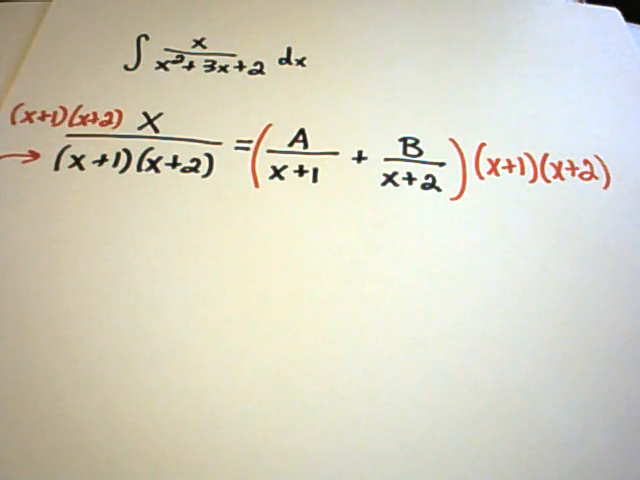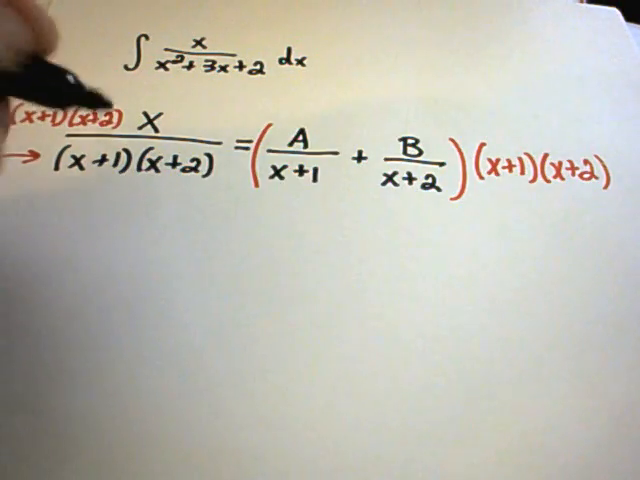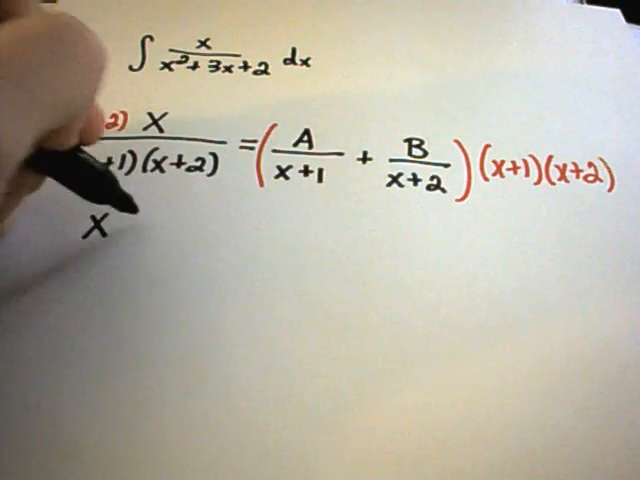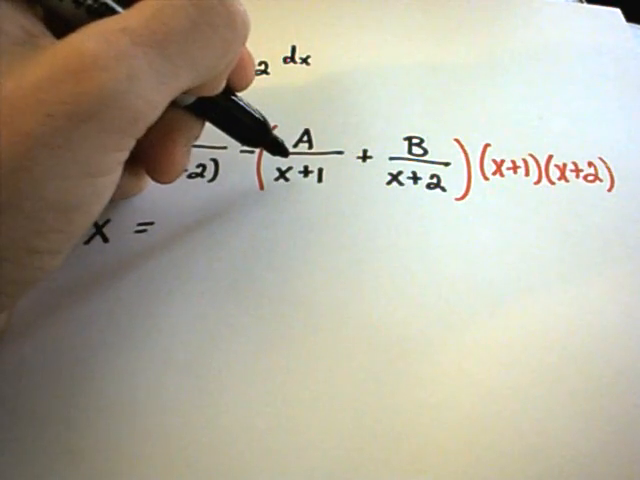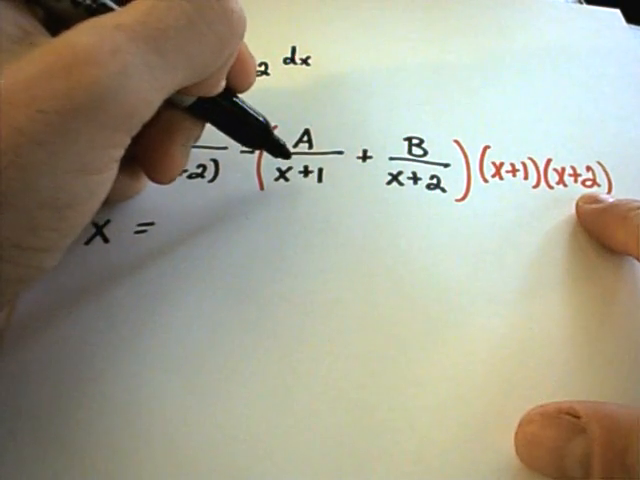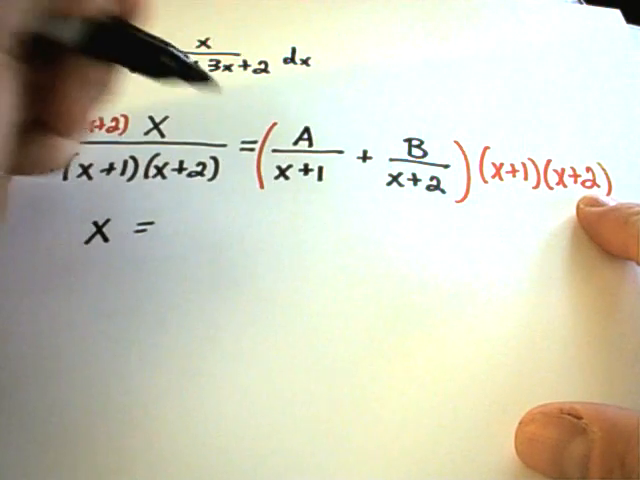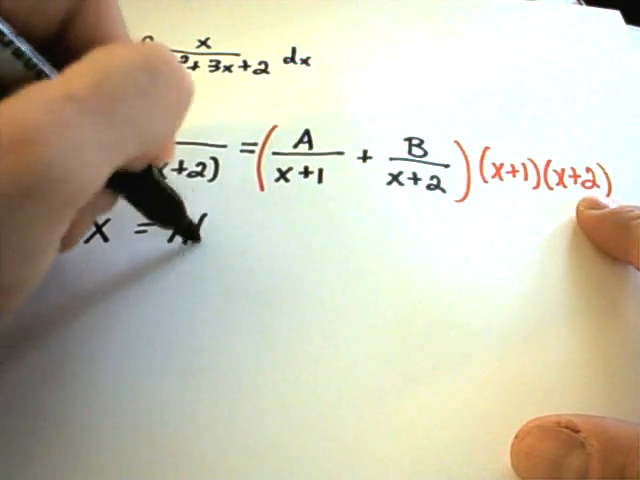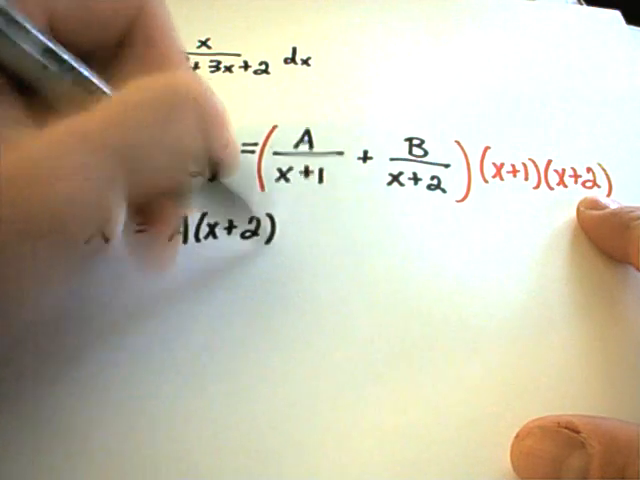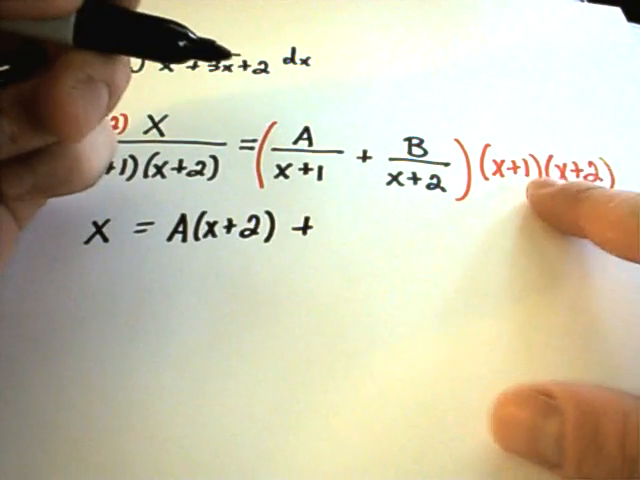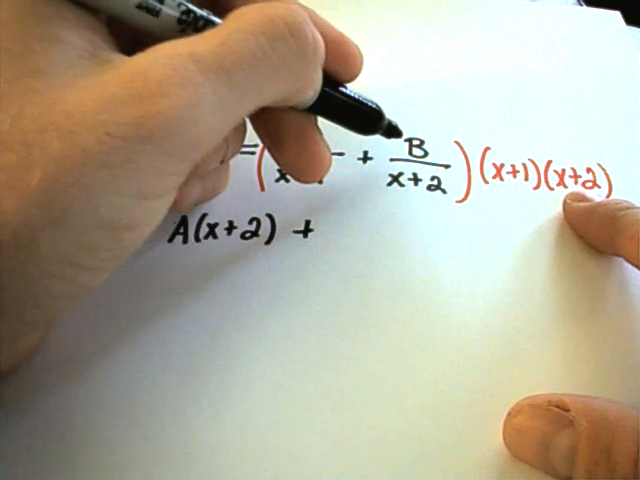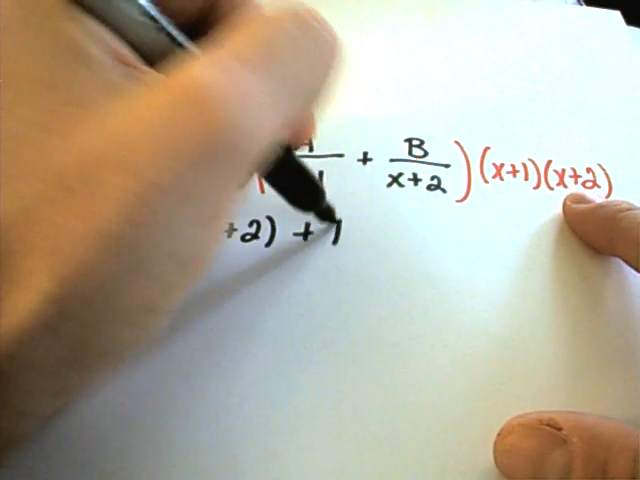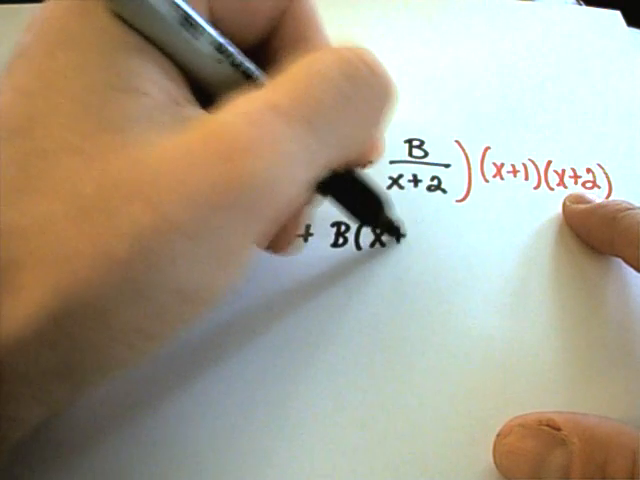Okay, so on the left side, everything's going to cancel, and you'll simply be left with the numerator, just x. On the right side, when you distribute the x plus 1 times x plus 2 to the first term, the x plus 1's will cancel out, leaving you with a times x plus 2. And then when you distribute the x plus 1, x plus 2 to the second term, the x plus 2's will cancel out, leaving you with b times x plus 1.